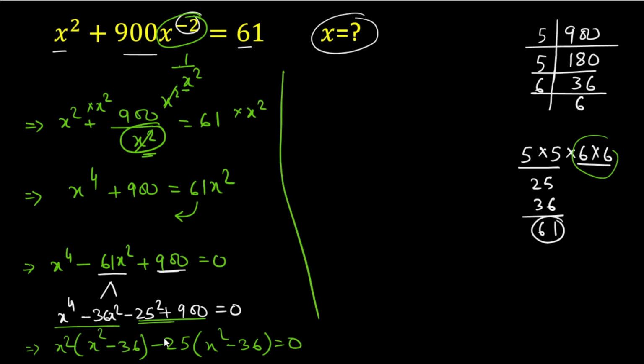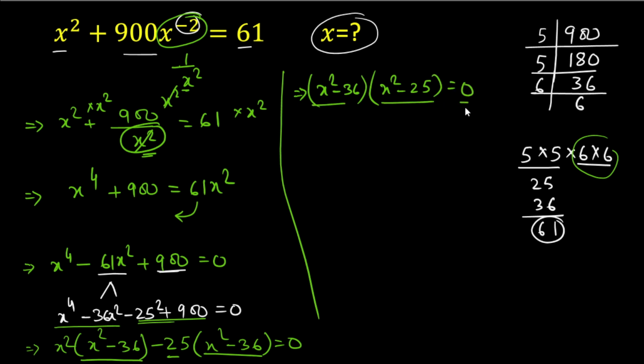Now we can take x square minus 36 common from these two terms. So in one bracket we have x square minus 36, and in another bracket we'll have x square minus 25, that is equal to 0. Now the two factors' product is 0, so we can write either x square minus 36 is equal to 0, or x square minus 25 is equal to 0.